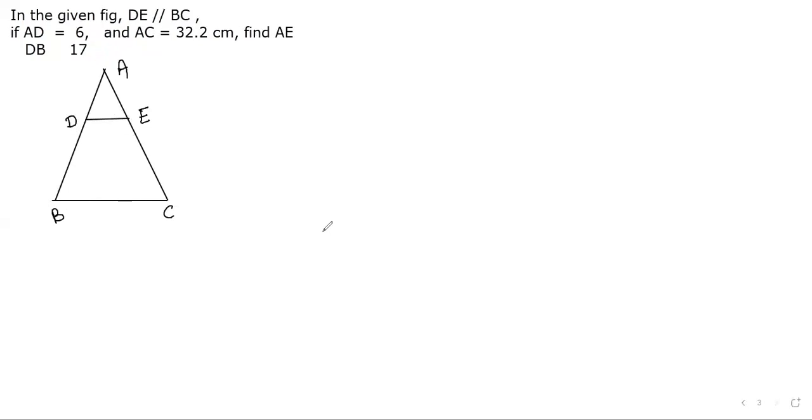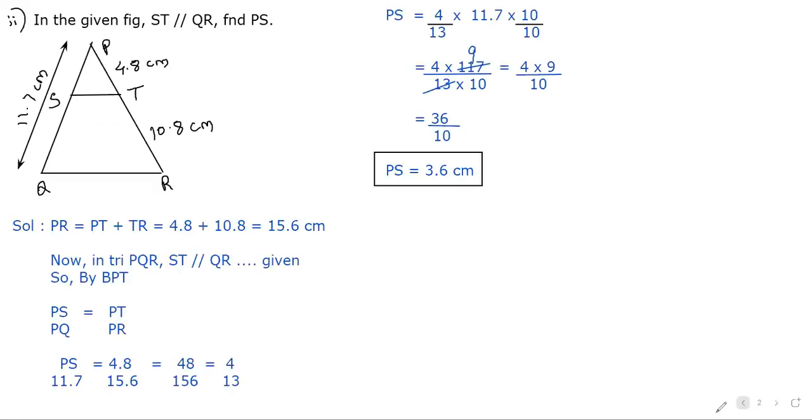Yes. AC is given to us, 32.2. And AD upon DB is given. What is given? DE is parallel to BC. And just like the previous sum, in the previous sum also, just a minute, all of you, wait. Can you see here what all things they have given us? They have given the part and whole. Yes or no? Yes, sir. So we took part upon whole.